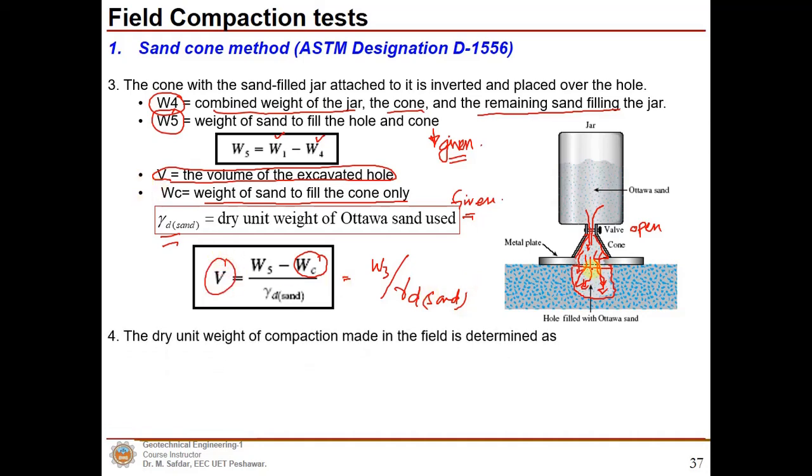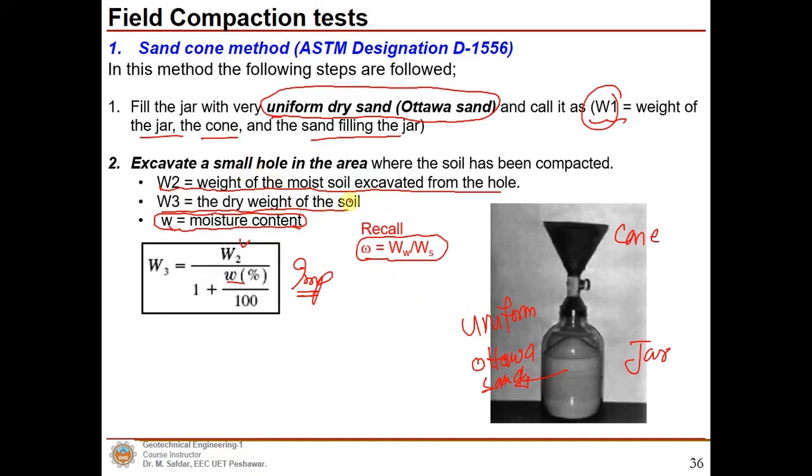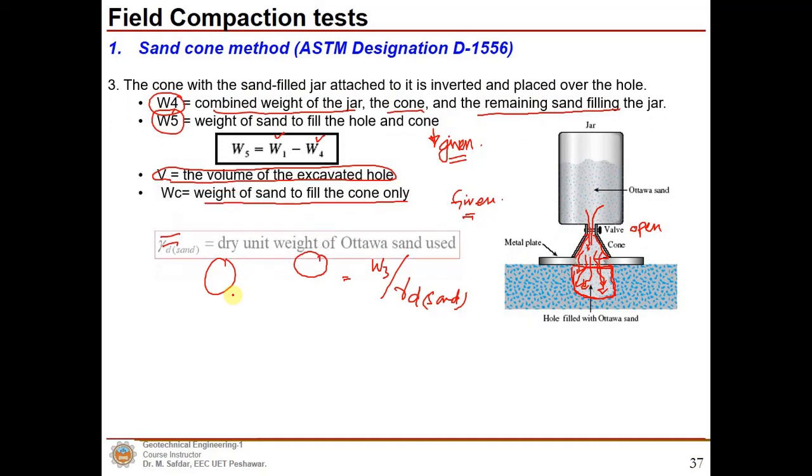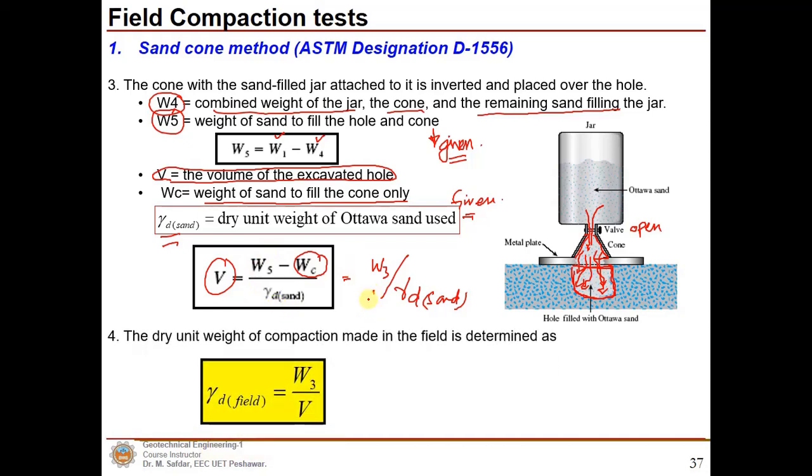Now we find out the volume of this hole. The dry unit weight of compaction made in the field is determined as W3 divided by V, and W3 is the dry weight of the soil. This is the dry weight of the soil. So here is the W3 divided by the volume. The volume we obtain it from here, so we don't need to use this equation. So we can use this equation, W3 divided by V.